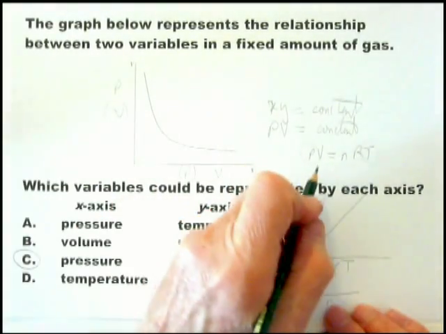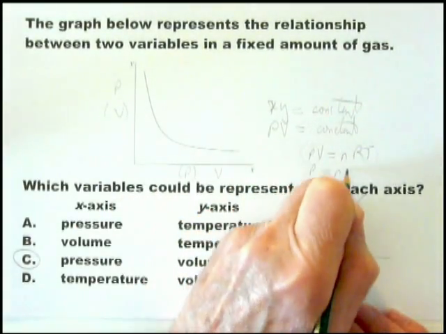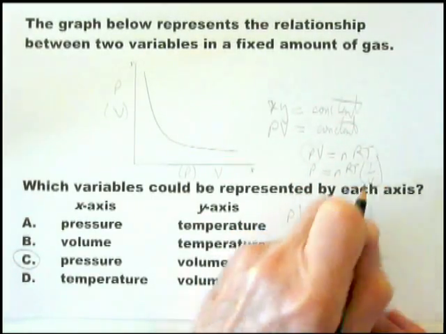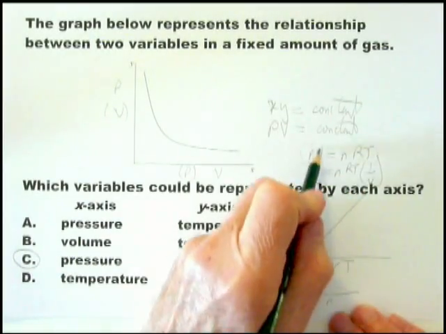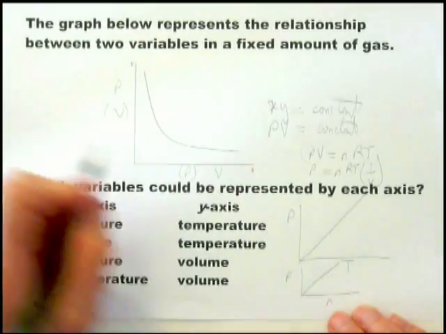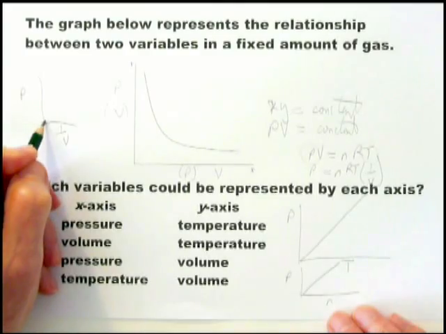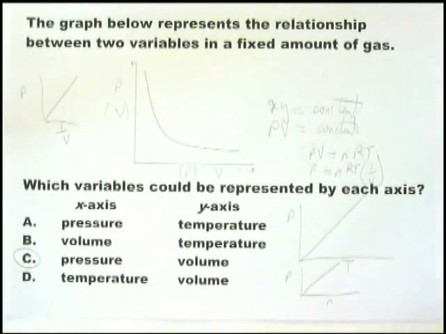Let me show you something else. If you move that around, PV equals nRT times 1 over V. Notice how I put it: I brought the V under there, and it's 1 over V. If pressure is graphed against 1 over V, you get a straight line.